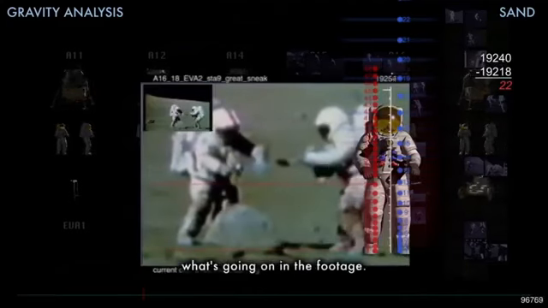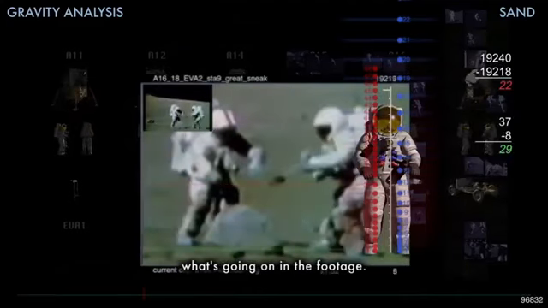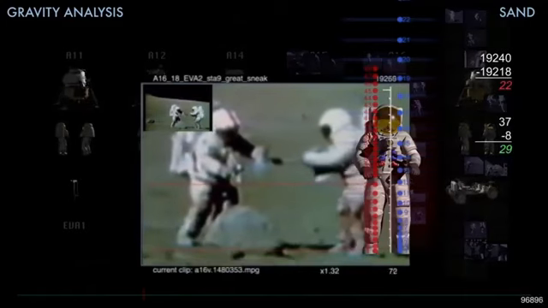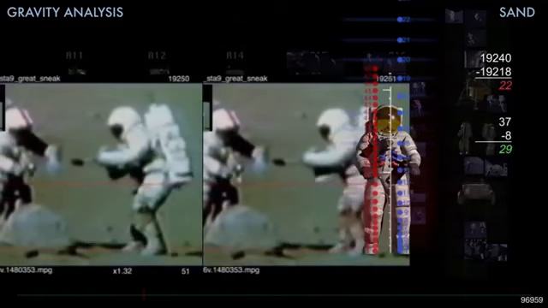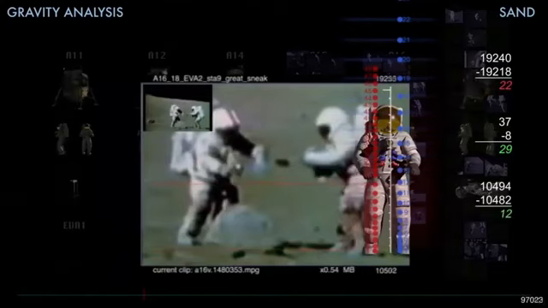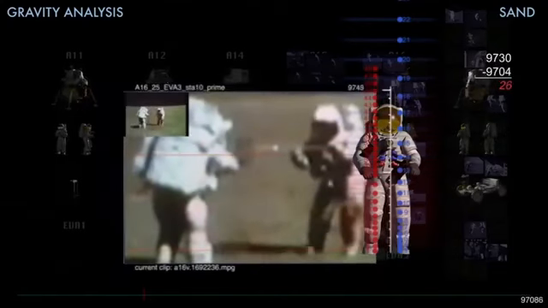Try to keep a mental note of how many times you are seeing things fall in this clip. Note the different rates at which the sand falls on the left compared to the right, and then back to the middle.